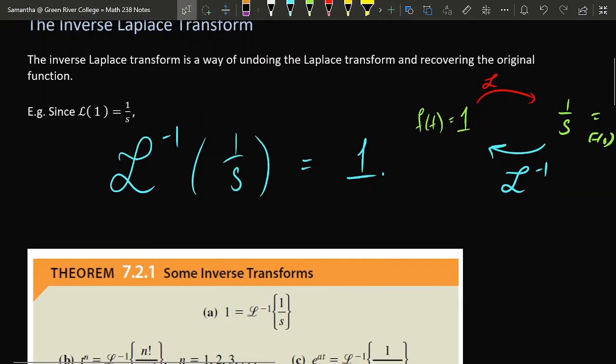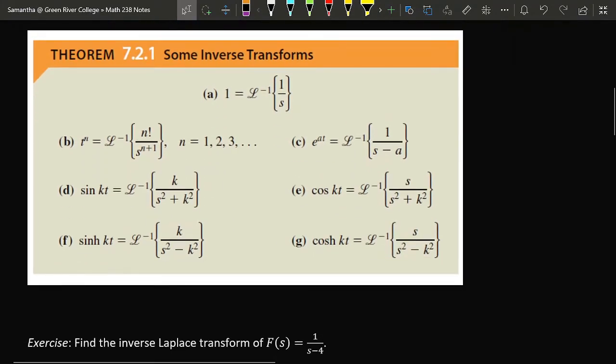Now we have our table from 2 days ago for the forward direction Laplace transforms, and you can basically use that exact same table and just flip the L on the left to an L inverse on the other side to get the table that we need for the inverse Laplace transform. For example, the inverse Laplace transform of 1 over s is equal to 1. The inverse Laplace transform of 1 divided by s minus a is equal to e to the a times t.